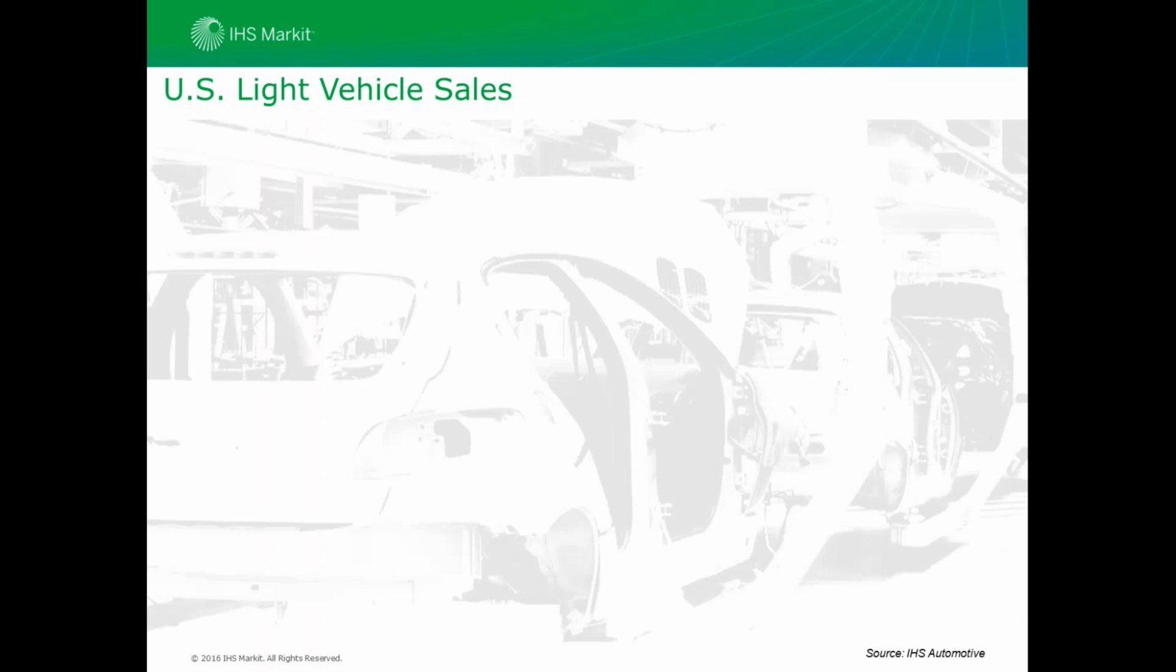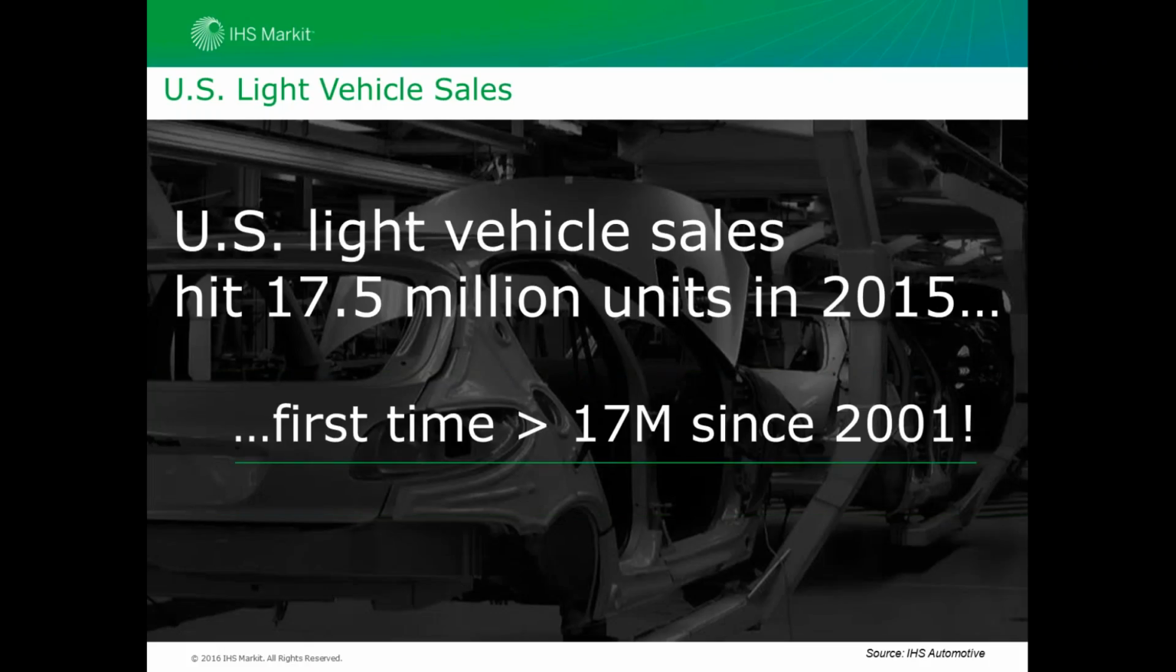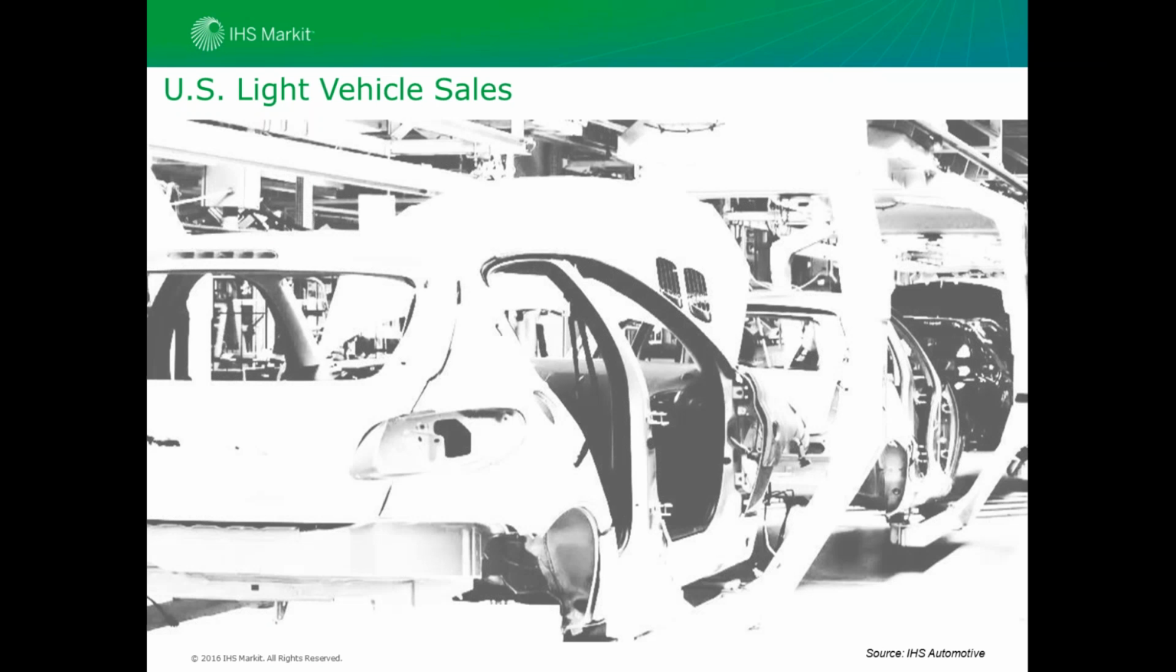So let's take a look. In 2015, light vehicle sales in the U.S. hit 17.5 million units. The first time we broke 17 million units since about 2001. And not only was that the first time we broke that mark in about 15 years, it was also a record, like I said. It was an all-time record for U.S. light vehicle sales in the U.S. So huge year for the automotive industry.